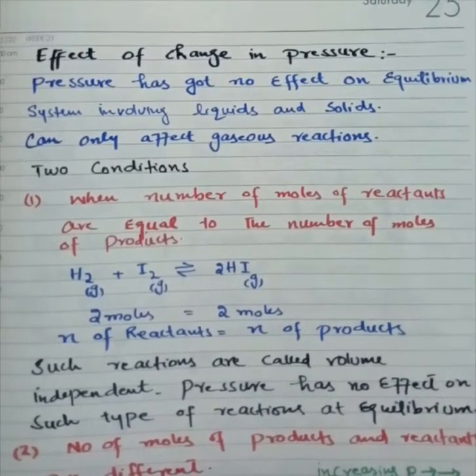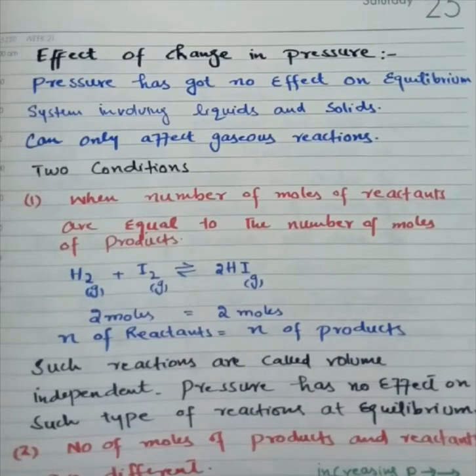Now there are two conditions. One is when the number of moles of reactants is equal to the number of moles of products, and second is when the number of moles of reactants is not equal to the number of moles of products. In both cases, what will be the effect of change in pressure upon the equilibrium state? The first one, when the number of moles are equal.